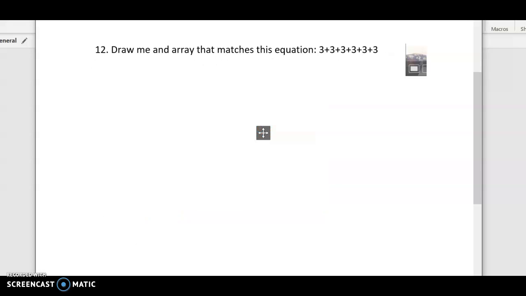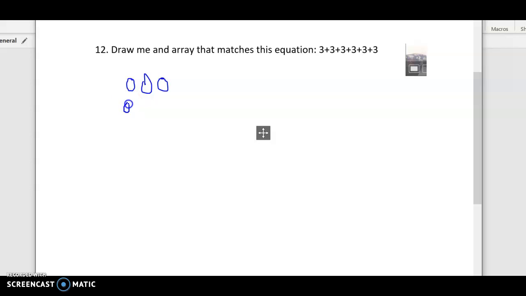Okay, now they have the equation. Draw an array that matches the equation. Remember, when you're drawing arrays, you have got to make them even and equal. So if I'm doing 3, I'm going to write 1, 2, 3, and then how many times am I going to do 3? 1, 2, 3, 4, 5, 6. So 6 rows of 3.